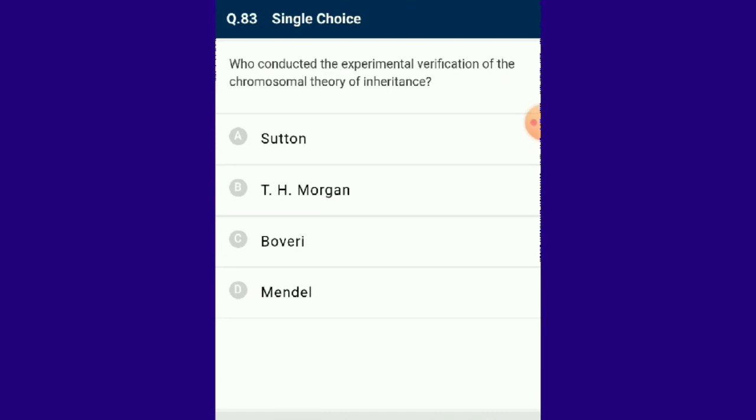Question number 83. Who conducted the experimental verification of the chromosomal theory of inheritance? The chromosomal theory of inheritance was independently given by Sutton and Boveri in the year 1902. The two workers found a close similarity between the transmission of hereditary traits and the behavior of chromosomes while passing from generation to generation through the agency of gametes. The answer for this question is option B. T.H. Morgan conducted the experimental verification of the chromosomal theory of inheritance.